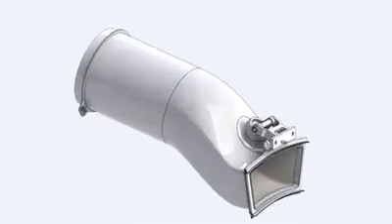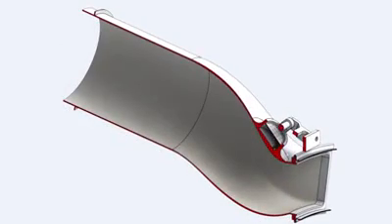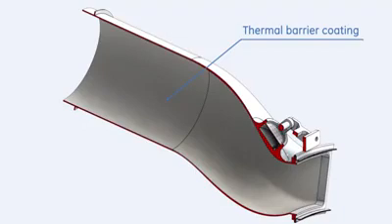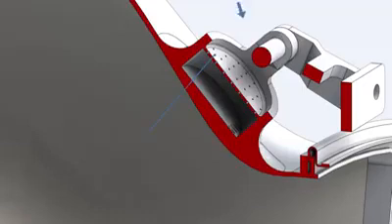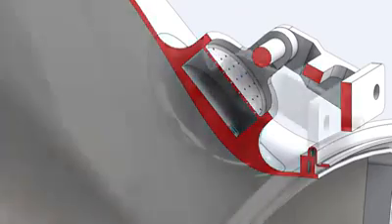Due to the extremely high temperatures of the passing hot gases, the inside surface of the transition piece is coated with thermal barrier coating. Cooling air is introduced by allowing compressor discharge air through the vent plate to the cooling holes machined on the transition piece aft end.